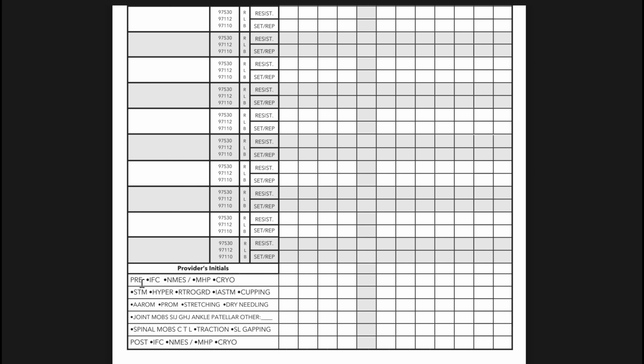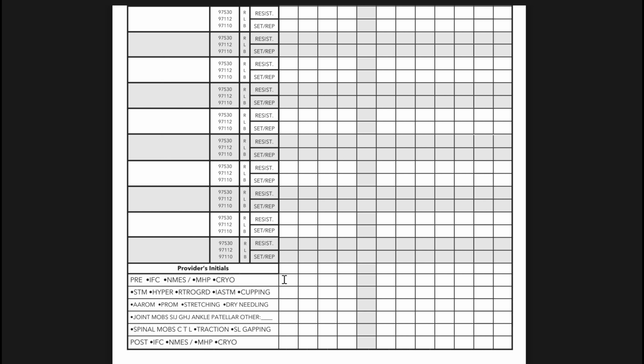Once the date's filled out, you'll also indicate down here who set the patient up pre-visit. You'll see the letters pre here. We would also see it match the backside for that patient example that we had before. You'd see MHP circled for moist heat pack, and you'd see the IFC circled because they both had those happen.